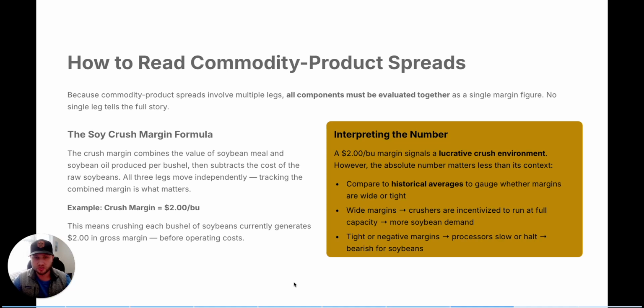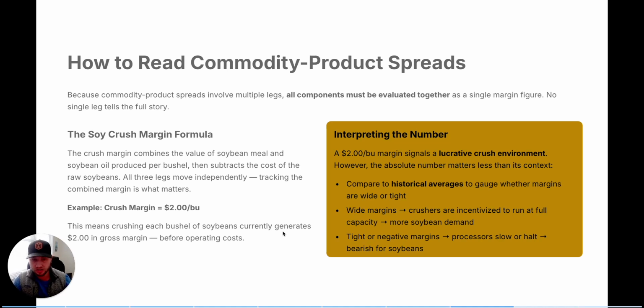So the soy crush margin combines the value of the soybean meal and oil produced per bushel and subtracts the cost of the raw soybeans, right? All three legs move relatively independently, but they're all tracking to the combined margin, which is what really matters. So when we say they're moving independently, they still have dependence on one another. There's always going to be strong correlation, but it's never necessarily one-to-one, because other markets, including imports and exports, can adjust the S&Ds.